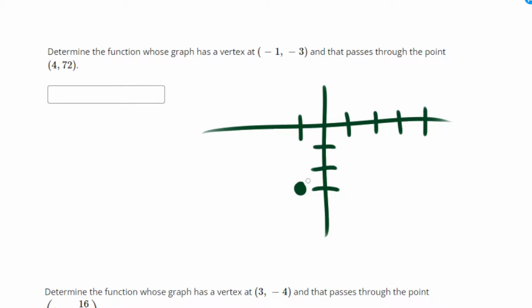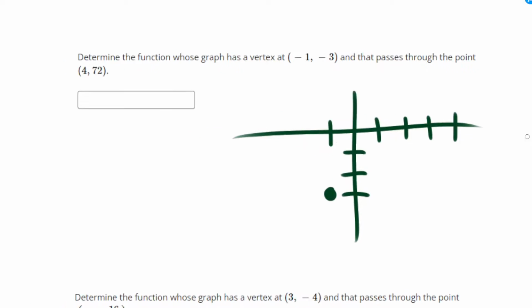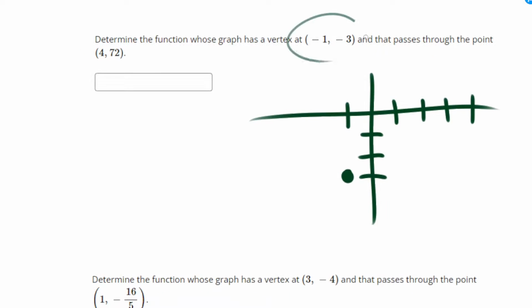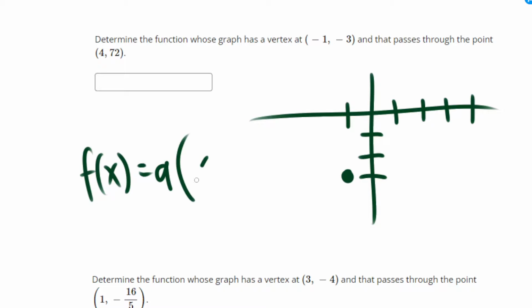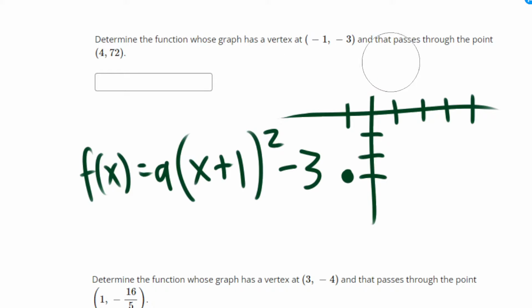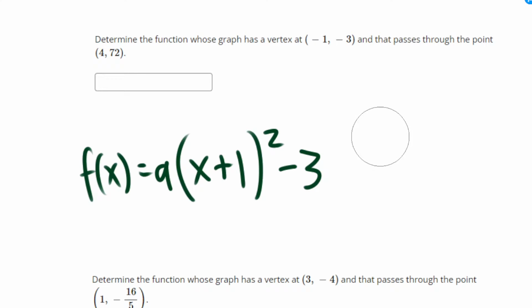Now, it looks tricky. We can't do this graphically. We have to do this algebraically. But lucky for us, we have all the components that we need. So we know our vertex. In our vertex form, we have f of x equals a, and we don't know our stretch factor, times x plus 1, since this is -1, squared minus 3. Now all we need to do is find a. And we actually have another point, 4, 72. This is our x value, and this is our y value.